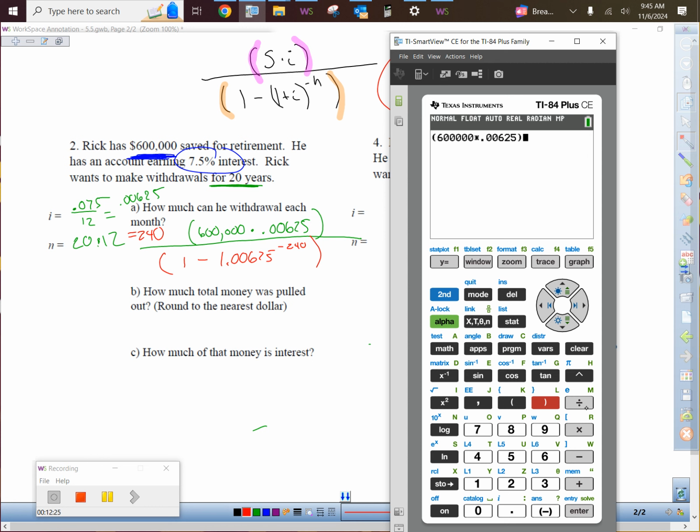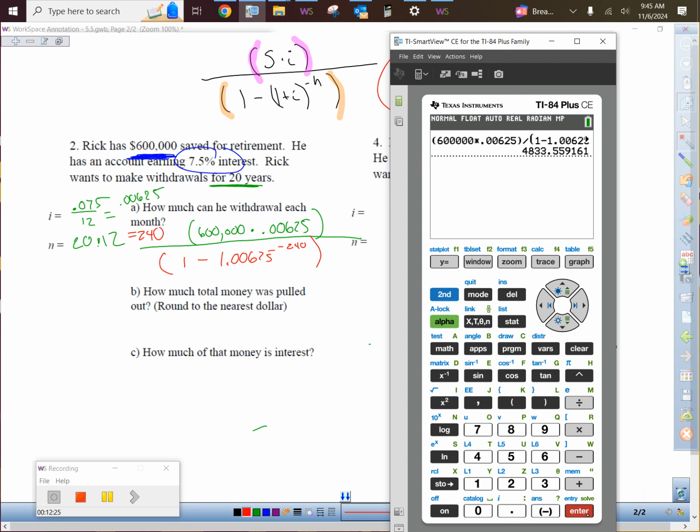Then this big fraction bar is the divide guy. Start your parentheses over for downstairs, and then it's a normal 1 minus 1.00625 to the negative 240th. And then I need to get out of the exponent to close my parenthesis up. So the whole upstairs is in parentheses, divided by the whole downstairs in parentheses. And let's see if we got the same number, because it's very easy to hit a wrong button. Did you get this or not? Are we okay with that? Do you want me to punch it in one more time?